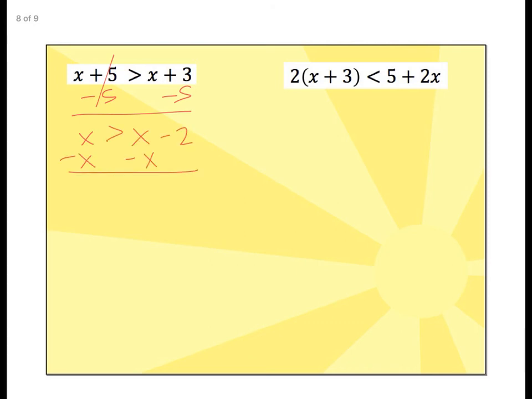Subtract x. So here's where my variable goes away, because x minus x is 0. So I'm left with 0 is greater than negative 2. So there's no variable left here. So now is where I ask myself, is that statement true or false? So is 0 greater than negative 2? That's true. It is greater than negative 2. So that's infinite solutions. Or if you like to say all real numbers, you can.